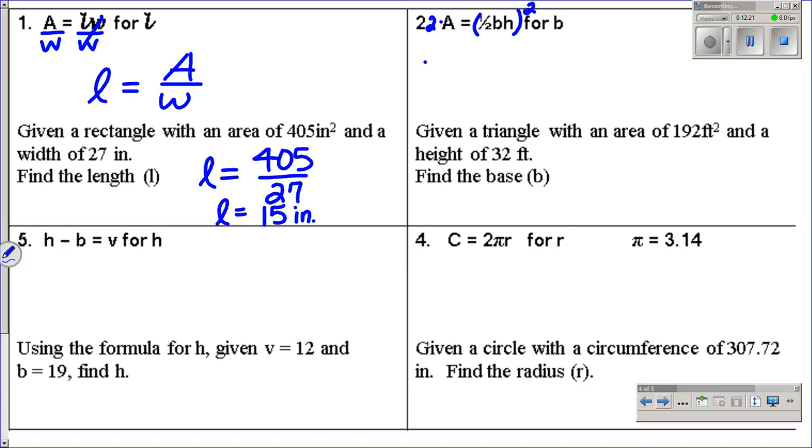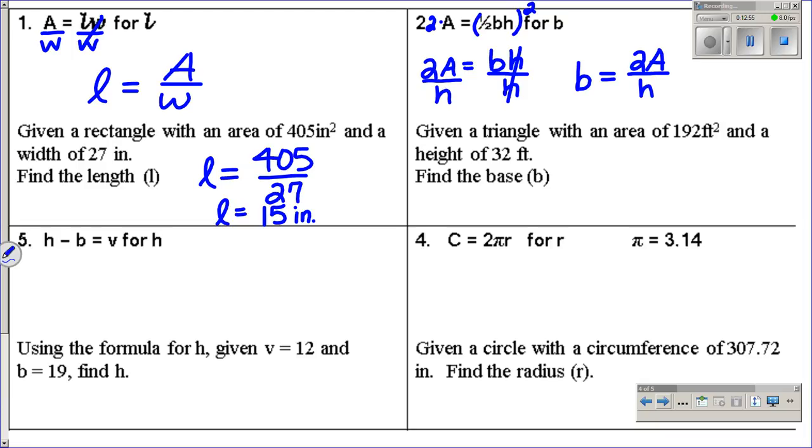So 2 times A simplifies to 2A. 2 times the 1/2, that's just going to equal 1, so we have 1BH. So we're allowed to just simplify that to BH. And now this is B times H, so we're trying to only keep the B. So we will divide both sides of the equation by the H. H divided by H equals 1, so we have 1B. Again, we can simplify that to just that single variable B equals 2 times the area divided by the height.